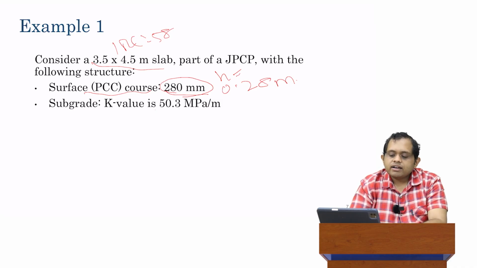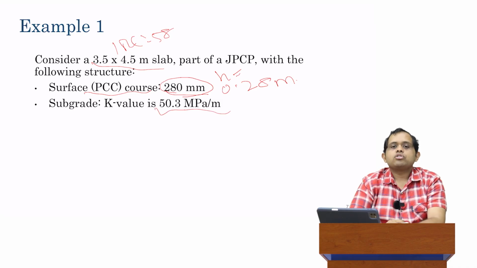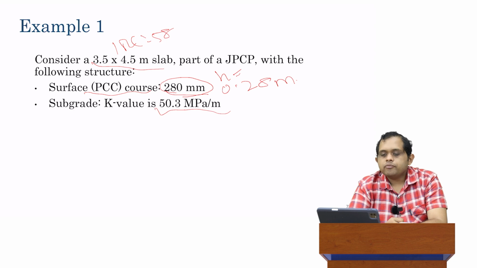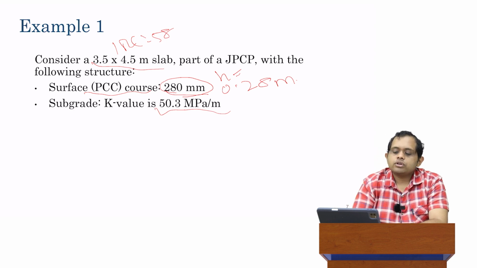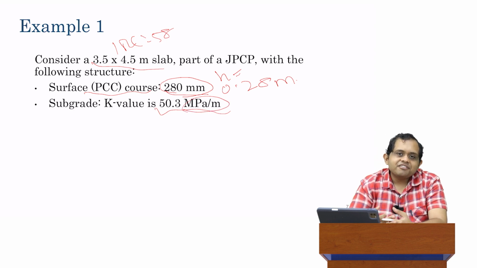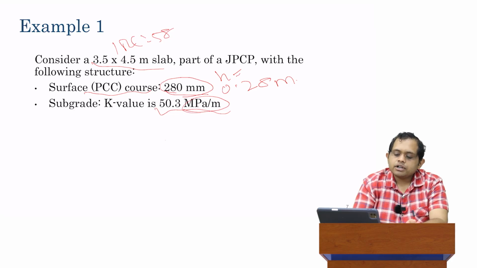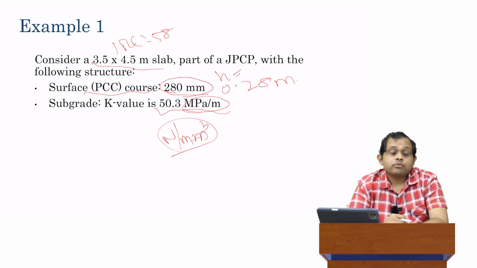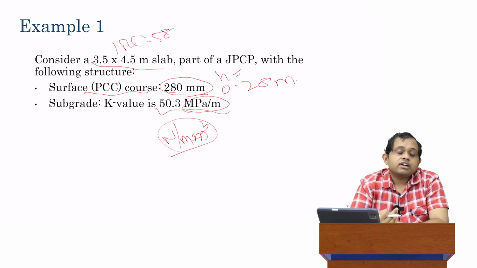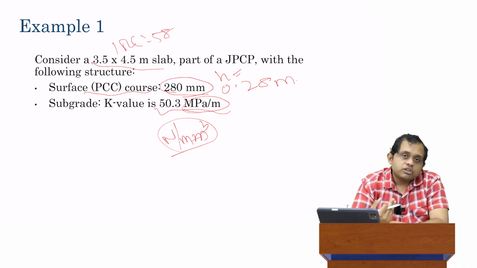Given the subgrade K value is also 50.3 megapascals per meter. Now, if you recall our previous lectures using Westergaard's theory, I had told you that this megapascal per meter is an interesting mixed unit. You should not use it ideally. You should convert it into Newton per cubic millimeter and then use this. That's what I said for Westergaard's theory, and we did several examples on that in earlier lectures. Please go back to those lectures if you need a quick revision on it.